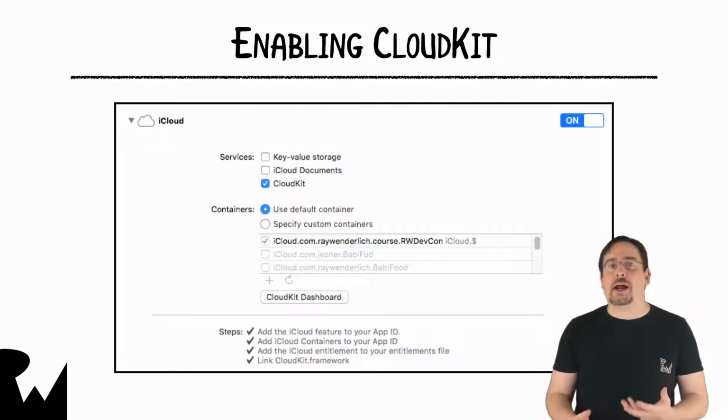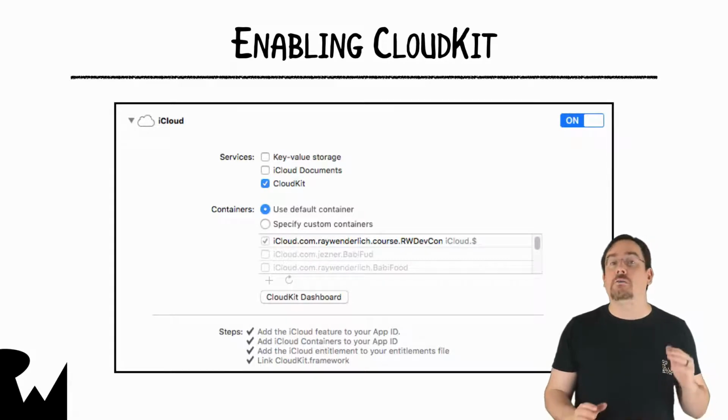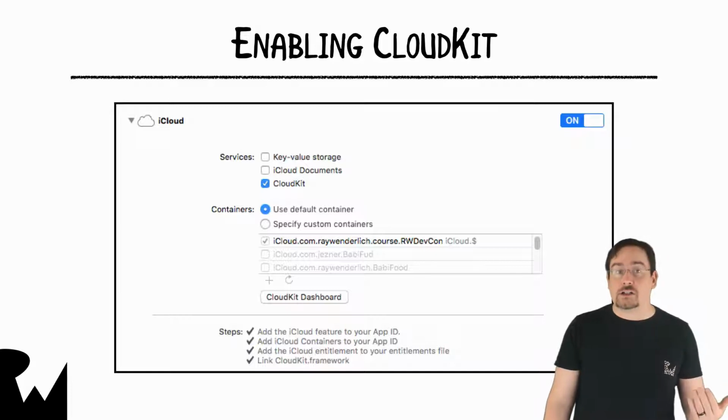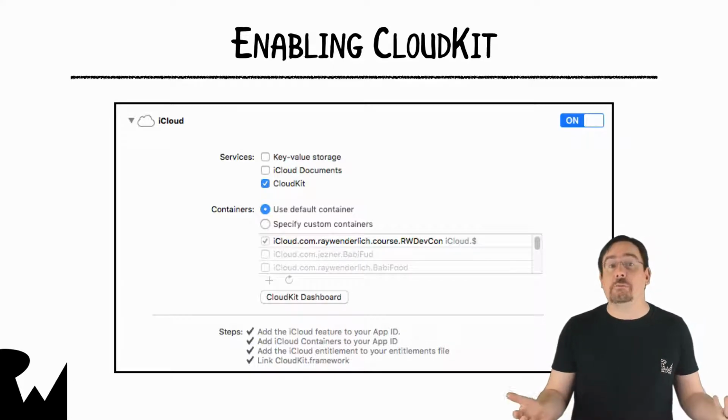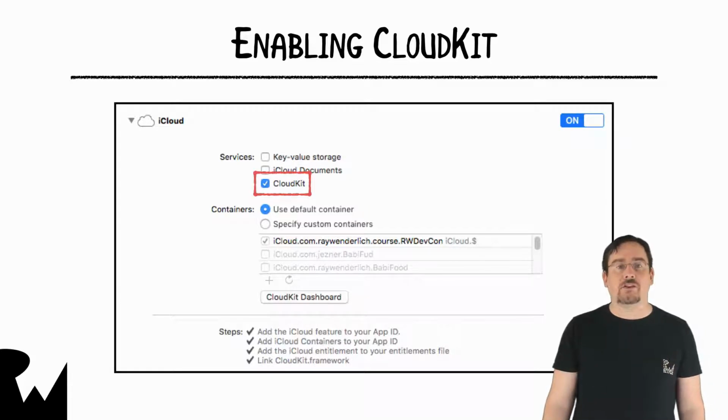Enabling CloudKit in your app is a relatively straightforward process. Like other iOS technologies, CloudKit is enabled by way of the Capabilities tab. You can find CloudKit under the iCloud section, and to get it working, you simply enable it. You'll see that there are three provided iCloud services: Key-Value Storage, iCloud Documents, and CloudKit. Make sure to check the CloudKit service.